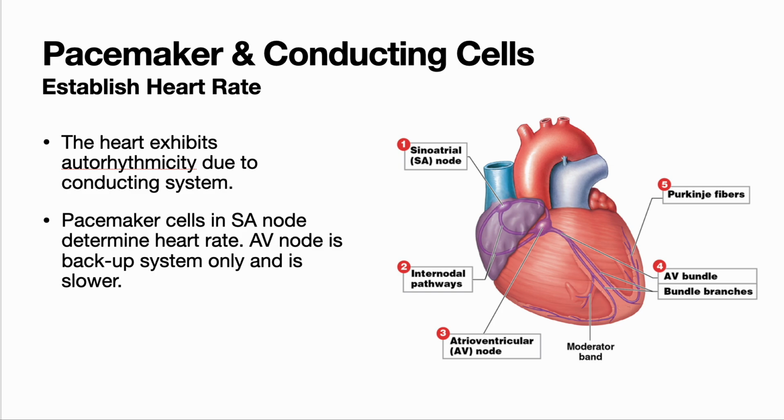Messages received by the AV node for contraction or systole will travel down the AV bundle. You'll see that there's the moderator band coming off of that AV bundle branch heading into the right ventricle. And then also those AV bundles will eventually become Purkinje fibers that will deliver that message out to the cardiac muscle cells of the ventricles. So we get this nice coordinated contraction of the heart, starting at the atria and moving down into the ventricles.